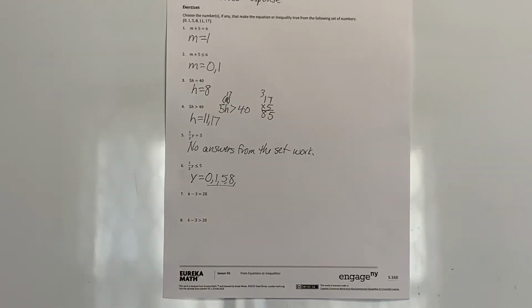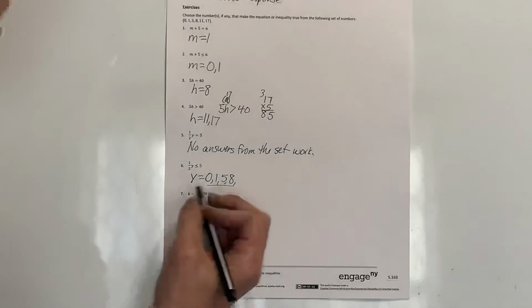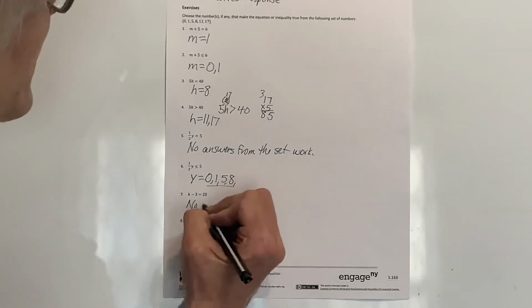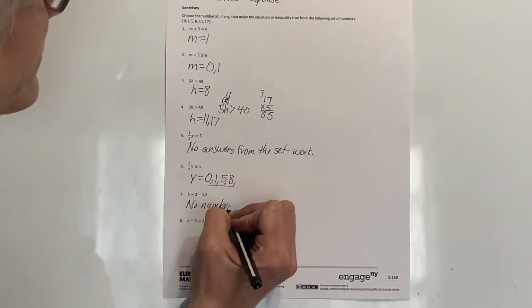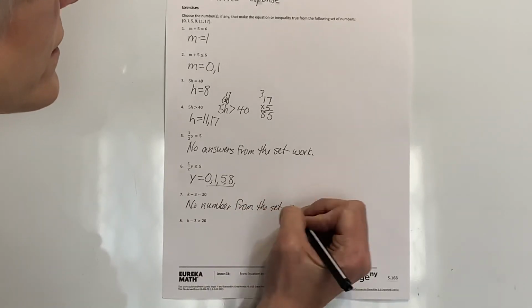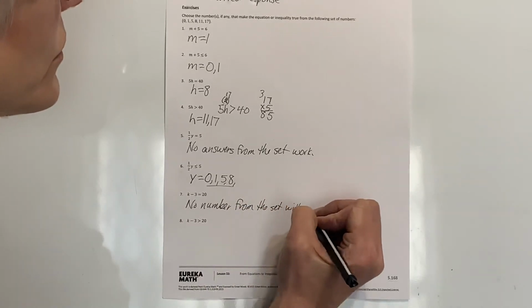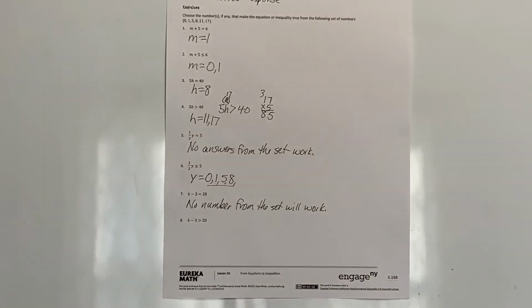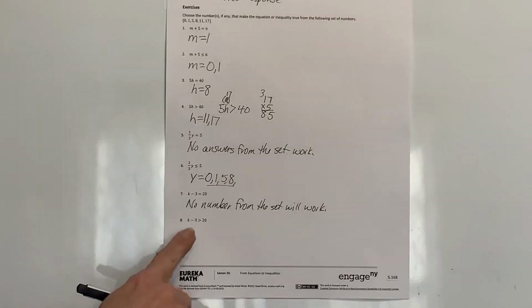I'm looking at this and I'm thinking that there is no answer. There's no number from the set that will give me a correct answer. No number from the set will work. All right, now we've got k minus 3 is greater than 20.